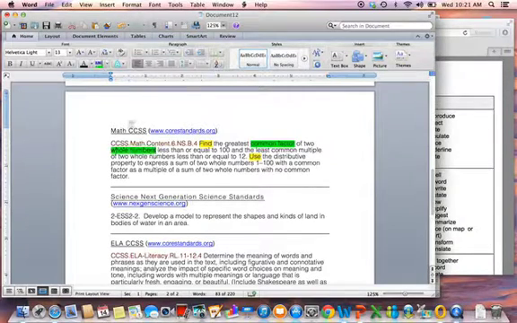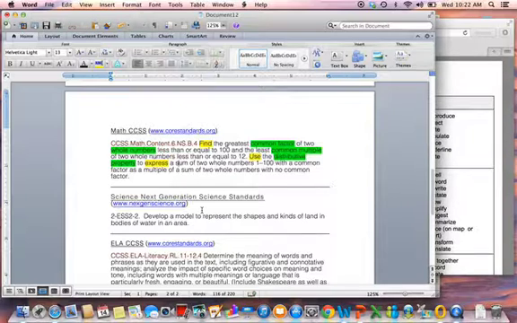Whole numbers. Common multiples. As you can see, there are a whole bunch of them here. Use the distributive property. Oh, there's another cognitive verb for a math class. Sum of the whole.